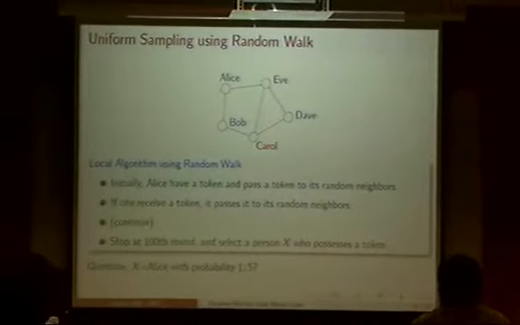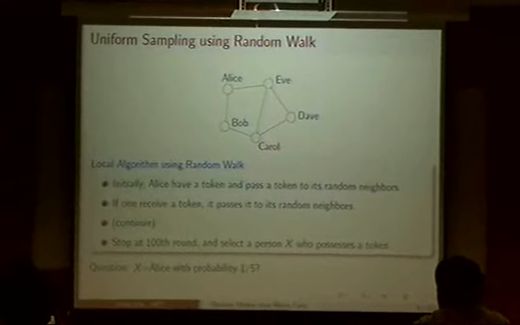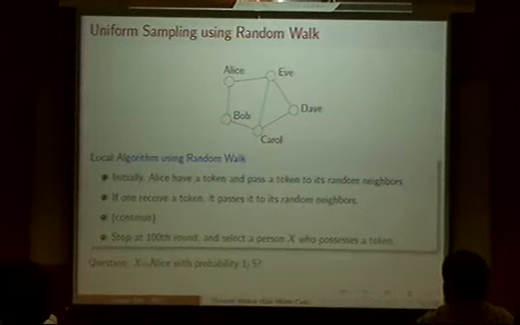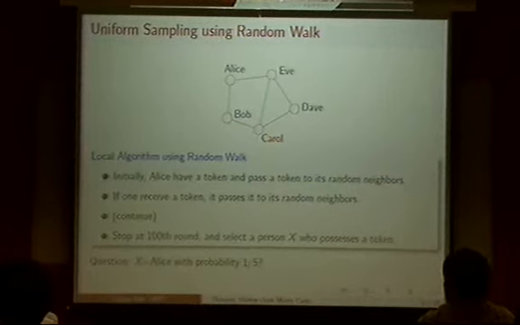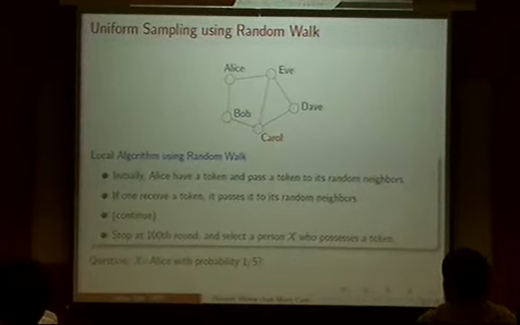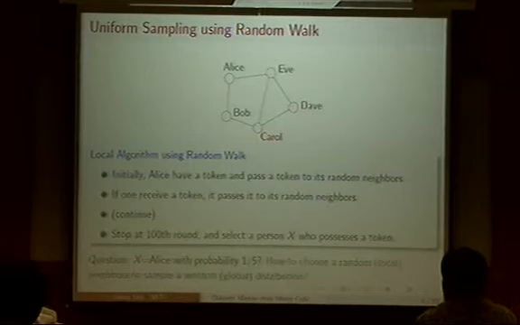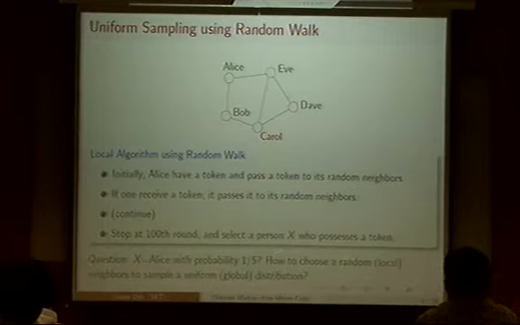Now, as I explained previously, the main question is: X will be Rx with probability exactly 1 over n. In other words, X is uniformly distributed among all people. That's the first main question. For that question, as I earlier explained in Korean, how do we choose random neighbors to sample a uniform distribution among all people?